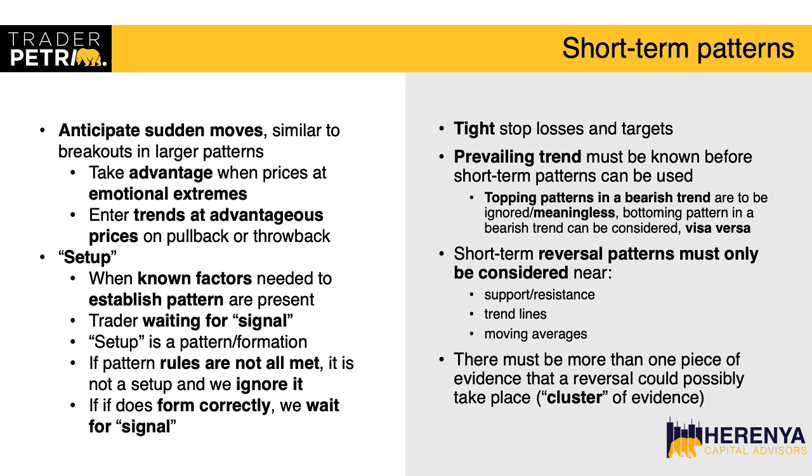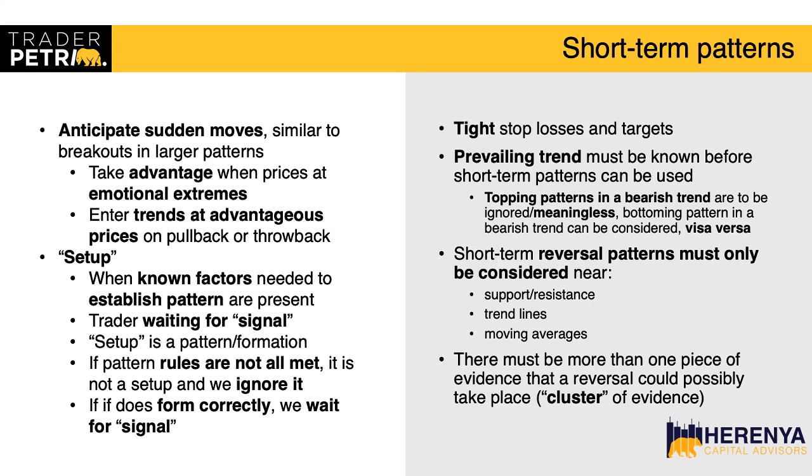Short-term reversal patterns must only be considered when they occur near support and/or resistance levels, significant trend lines, or significant moving averages. What we are looking for essentially is more than one piece of evidence that shows us that a reversal is possible. So we're looking for resistance, pattern breaks, some sort of momentum indicator, perhaps an oscillator, all giving us signals that a reversal is potentially on the cards. In that case, we say we have a cluster of evidence.